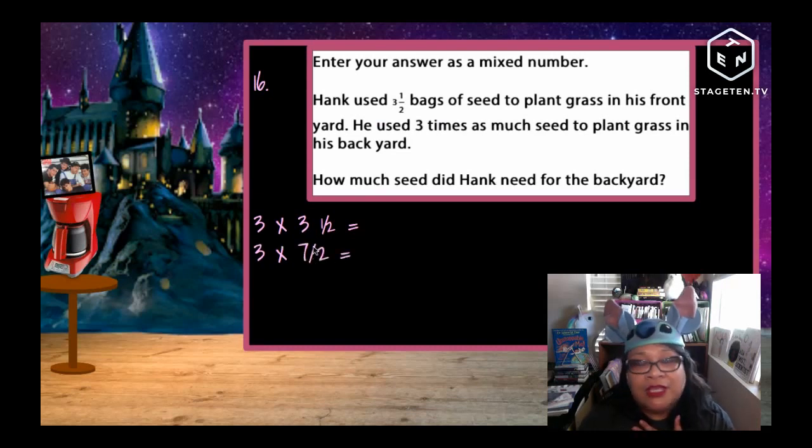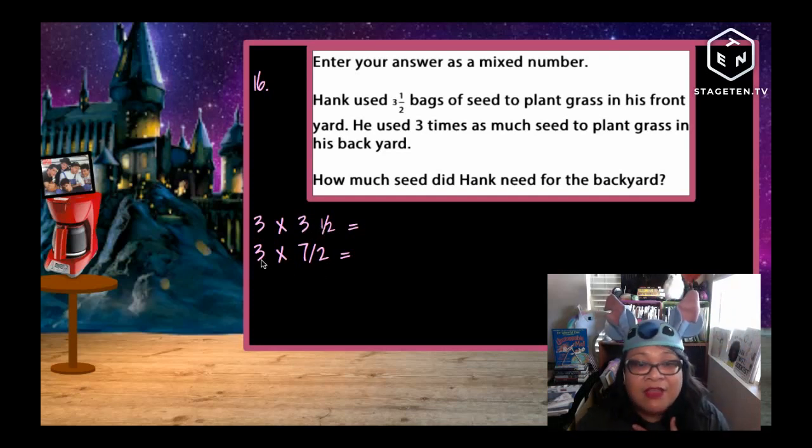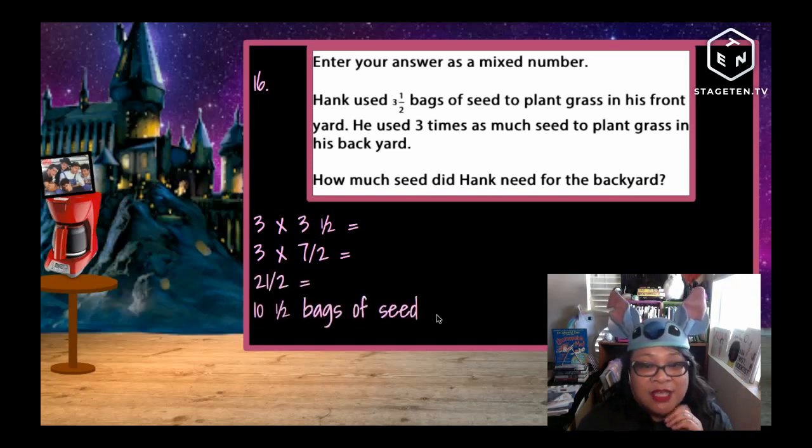So we retain the 2. We keep the denominator the same. We multiply 2 times 3, which is 6, and then we add 1 for 7. And then from there, we multiply 3 times 7, and we get 21 over 2, and that gives us 10.5 bags of seed that he used.